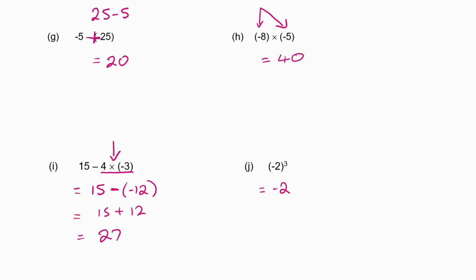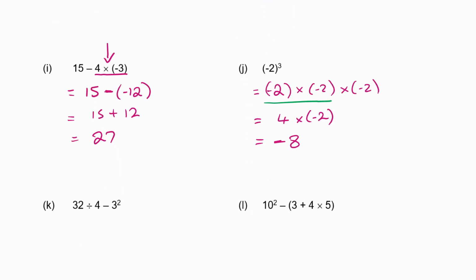-2 cubed is -2 times -2 times -2. Now the negative times a negative is going to give you a positive. So for the first two, it's going to be 4, and then you've got to multiply that by -2. And then you've got a positive times a negative, which is going to be a negative, and 4 times 2 is 8.